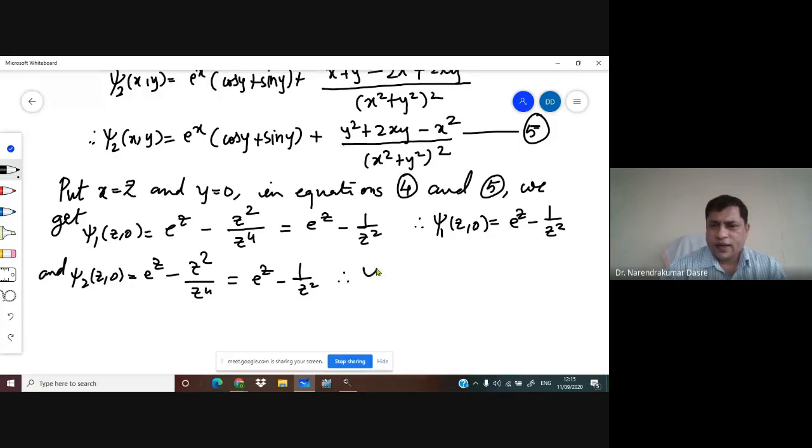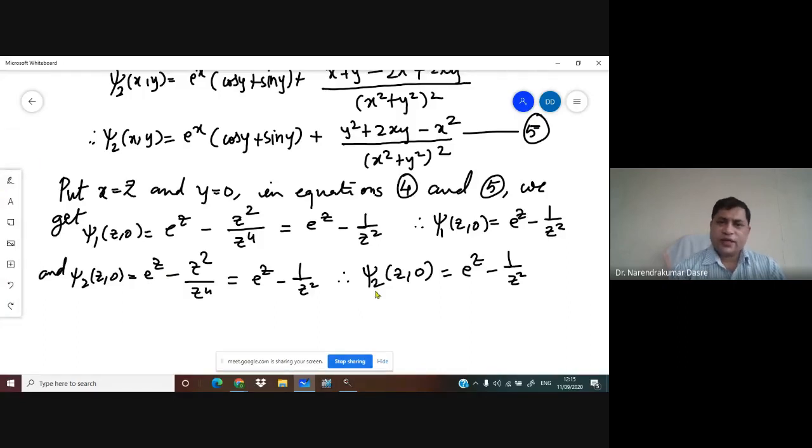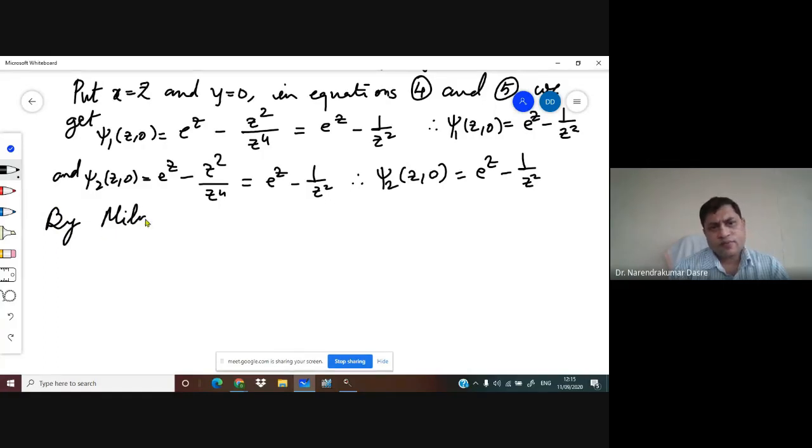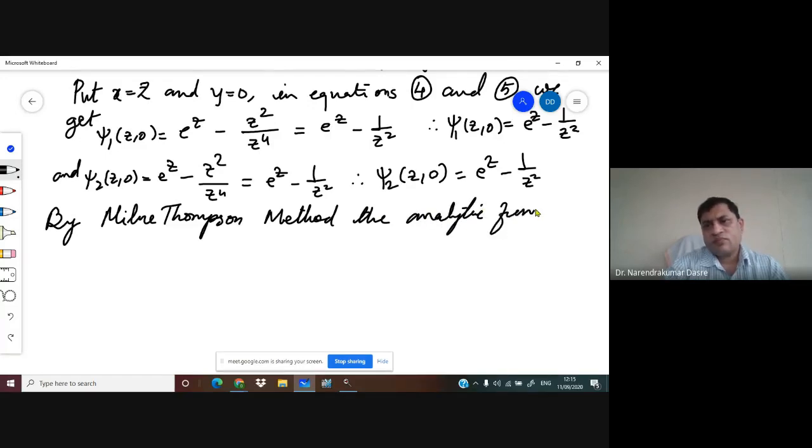So in equations 4 and 5, we get psi 1 at z0 is equal to, okay, so see the value of psi 1. We'll be having here e raised to z. This is going to be 1. This y is 0. So minus z square upon z raised to 4. So this is e raised to z minus z square upon z raised to 4. So it is e raised to z minus 1 upon z square.